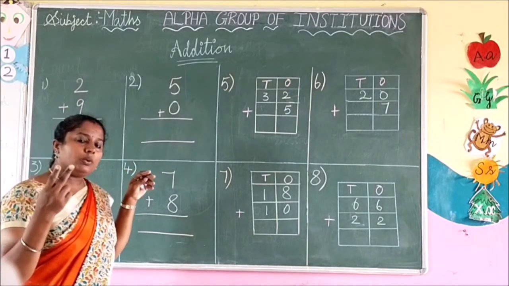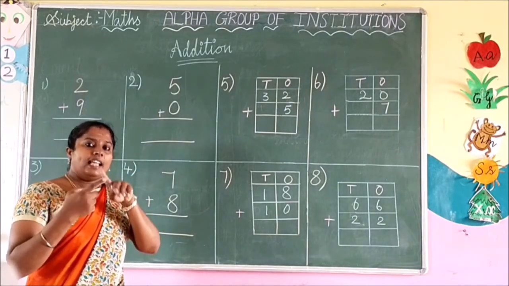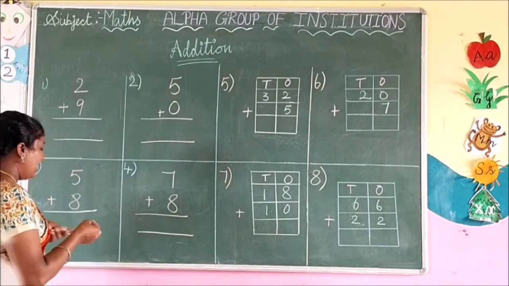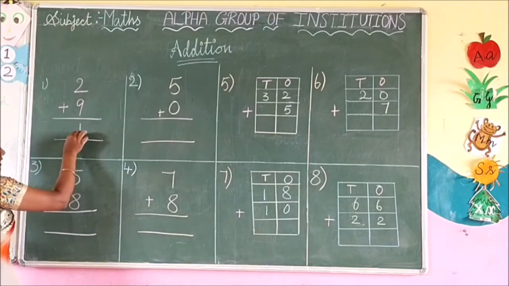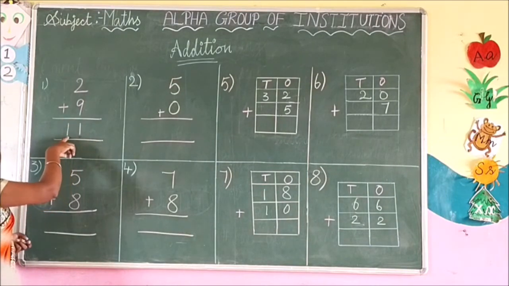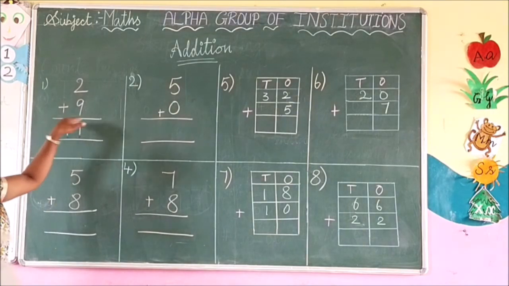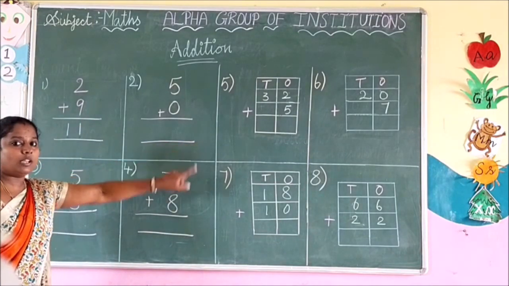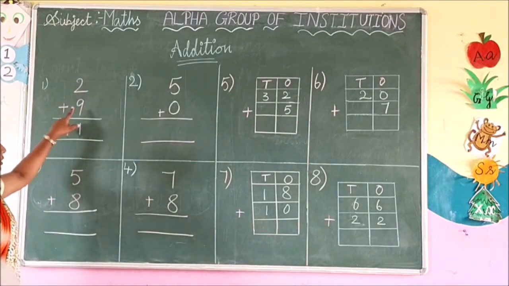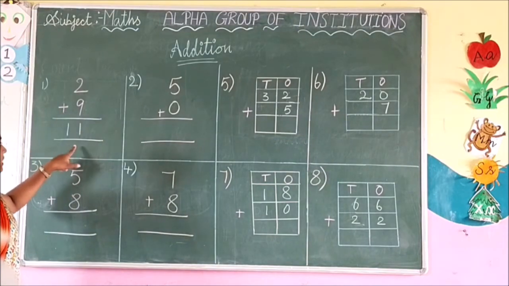9 in the mind, 2 in the finger. After 9, 10, 11. So what is the answer? 11. So 1 in 1's place and 1 more 1 here. This is 1 and this is 10's place. So 11. 2 in the mind, 2 plus 9 is 11.